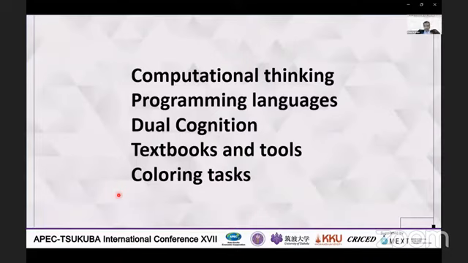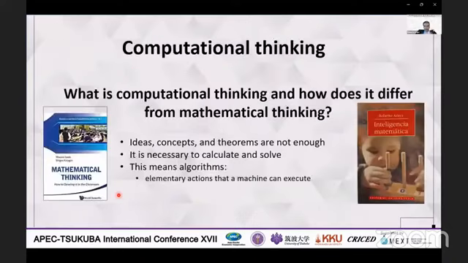I'm going to talk about computational thinking, then something about programming languages, cognition, textbooks, and finally the coloring tasks. Computational thinking. So what is computational thinking? How is it different from mathematical thinking? Professor Isoda is an expert on this. So for many years we have also been working on mathematical thinking. I think the key idea is we somehow need to compute. That means put everything in elementary actions that a machine can execute. So that's the final aim.